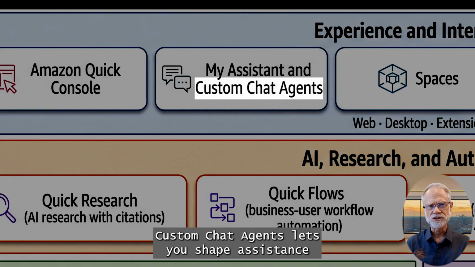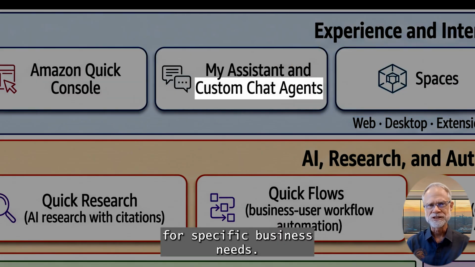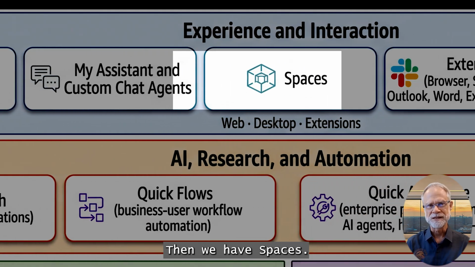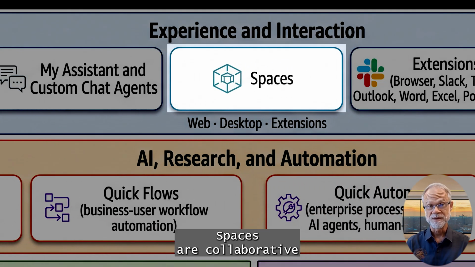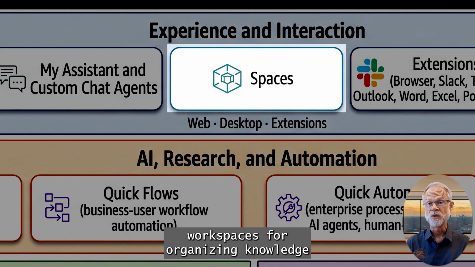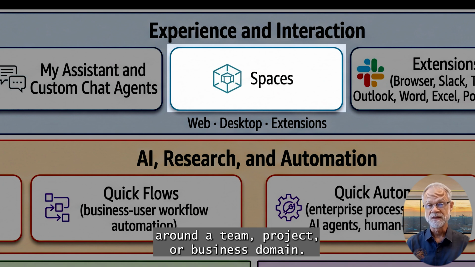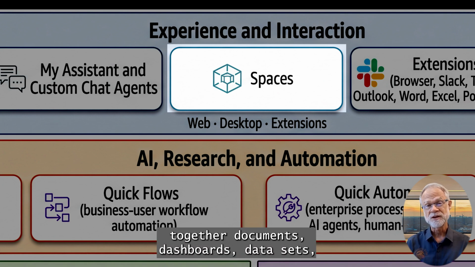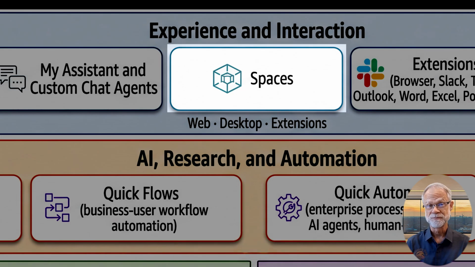Custom chat agents let you shape assistants for specific business needs. Then we have Spaces. Spaces are collaborative workspaces for organizing knowledge around a team, project, or business domain. A space can bring together documents, dashboards, datasets, knowledge bases, and action connectors.